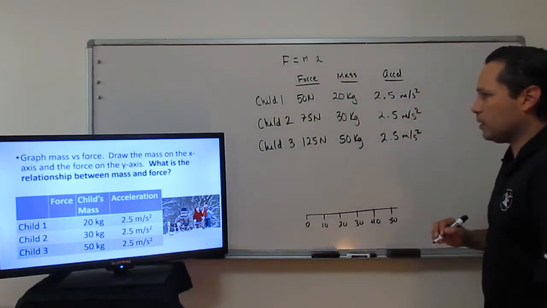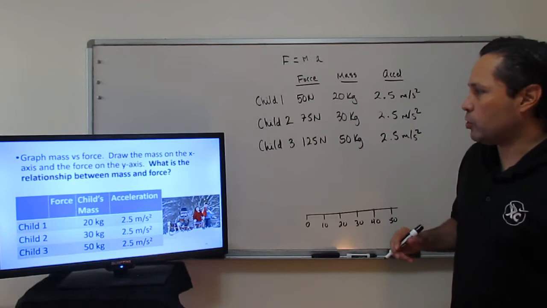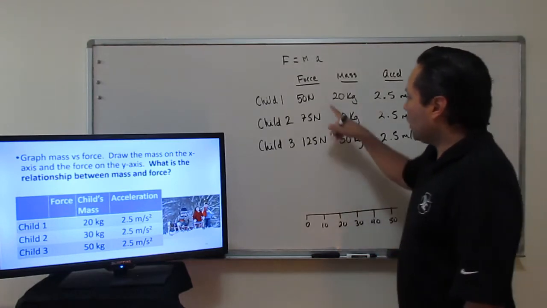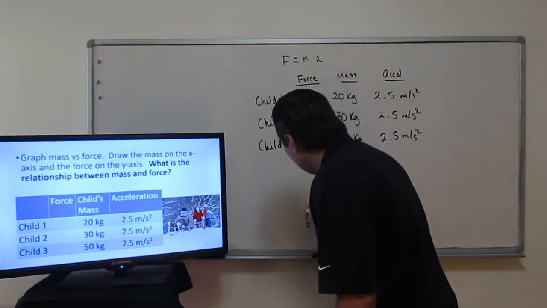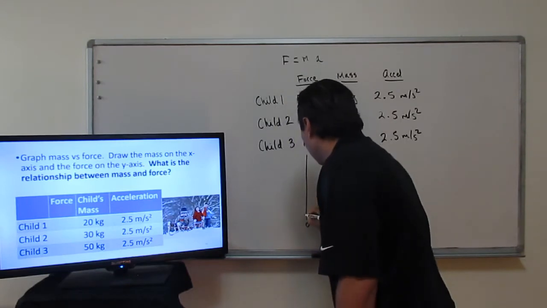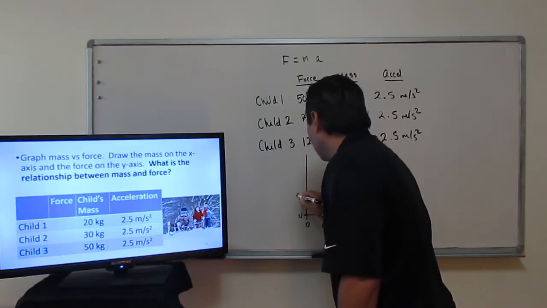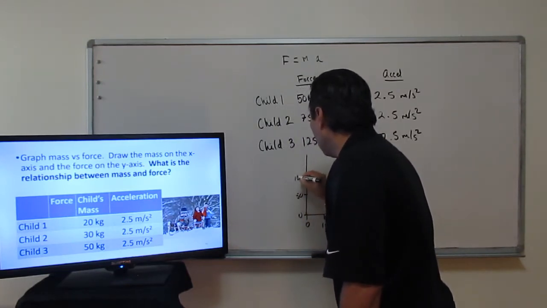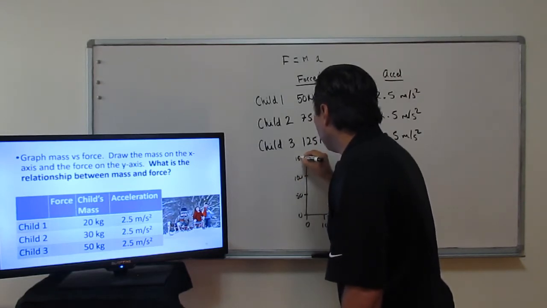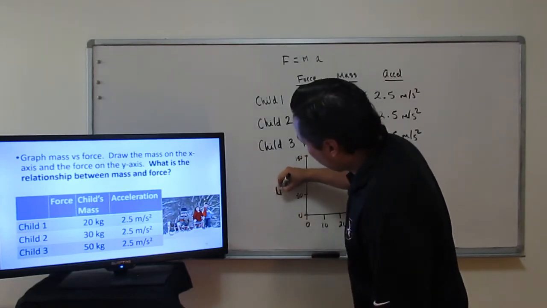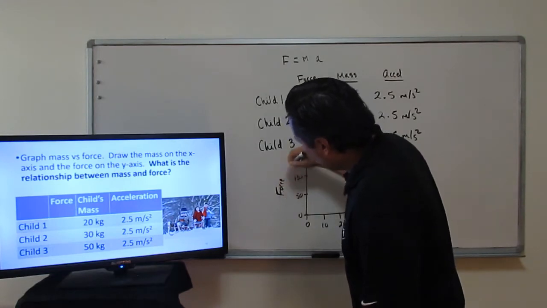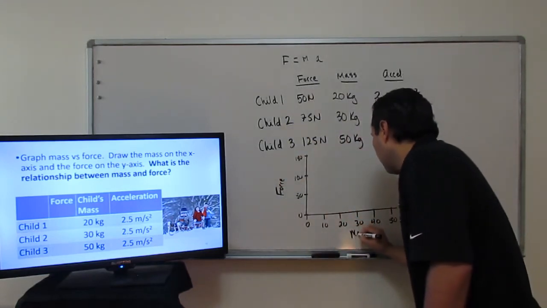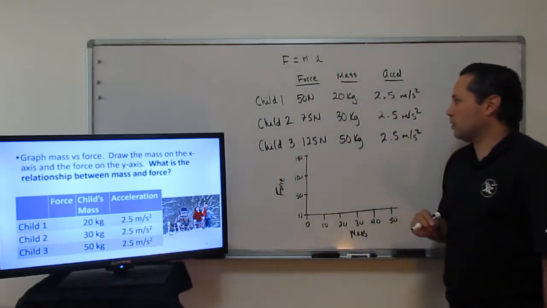So it's a rough graph right there. And they want the force on the y-axis. So we'll go 0, 50, 100, 150, and that is our force in newtons. That's our mass in kilograms.